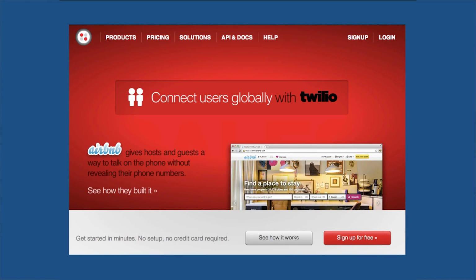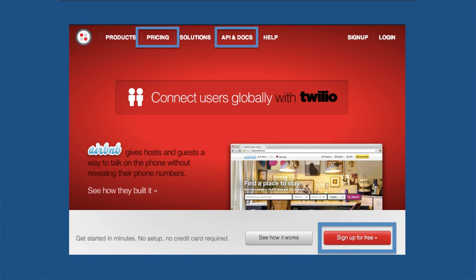Twilio. Twilio normally would be a great example of an ecosystem-driven API. I mean, they put pricing front and center. The API docs are available. Sign up for free. Everything wide open.